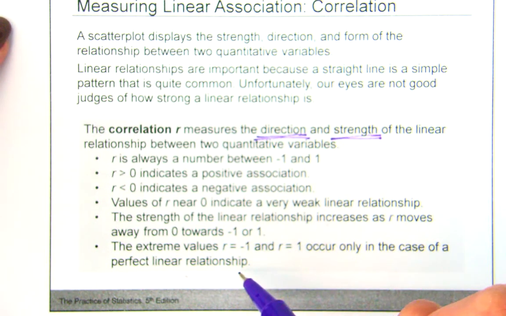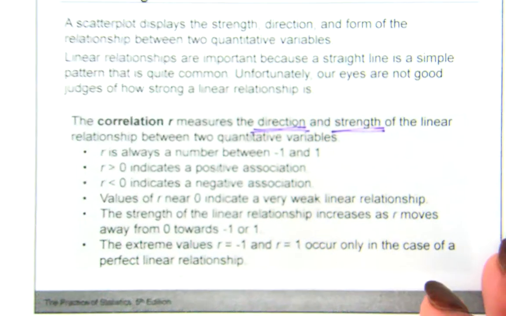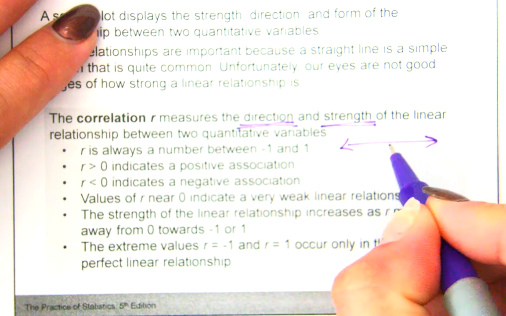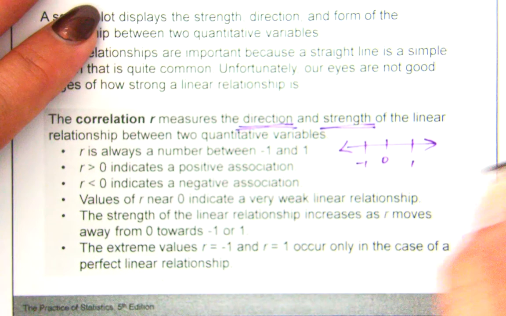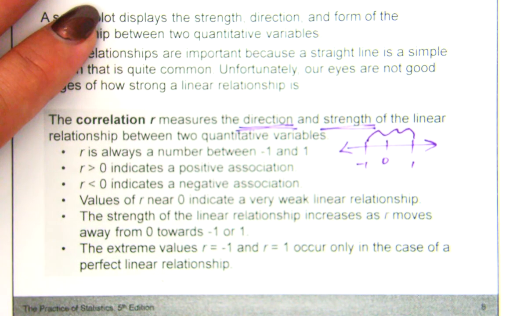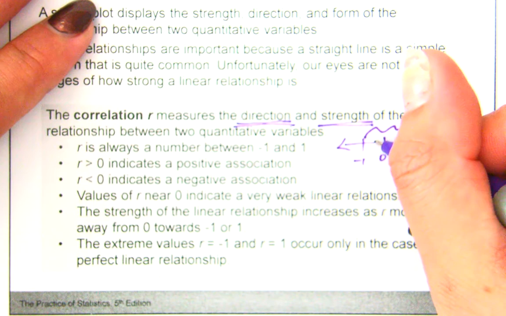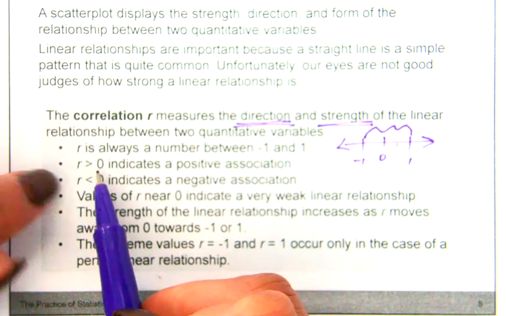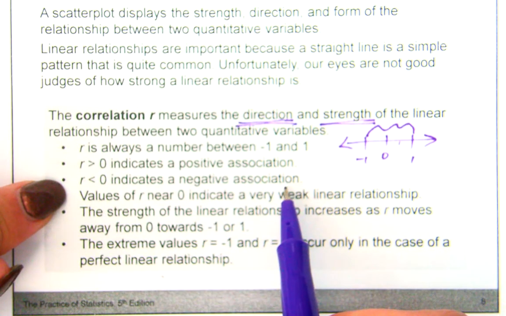Okay, R is always a number between -1 and 1. So when you think of your axis, think of zero in the middle, -1 and 1 at the ends. It could be any number in between -1 and 1. It could be 0.5. It's always going to be some sort of a decimal with a leading 0 in it. Okay. If R is greater than 0, it indicates a positive association. If R is less than 0, it indicates a negative association.